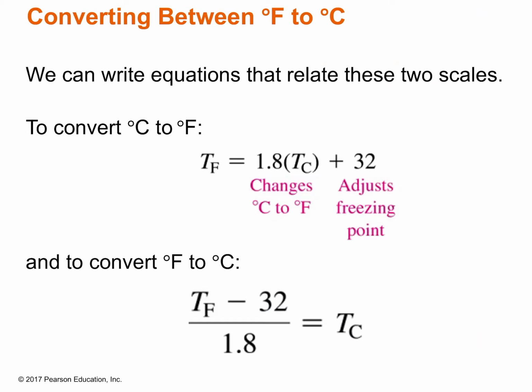Okay, so we can write equations to relate these 2 scales. So if we were going to convert Celsius to Fahrenheit, we have TF, this is going to be our temperature in Fahrenheit, and TC is going to be our temperature in Celsius. And so our temperature in Fahrenheit is equal to 1.8 plus 32.